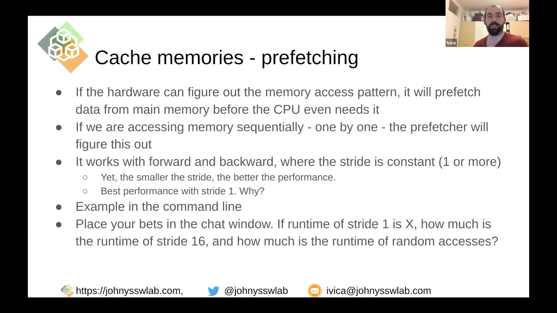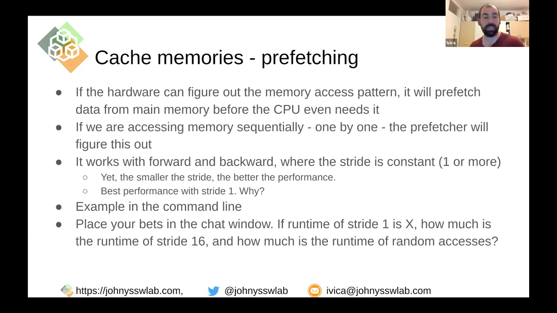Okay. Cache memories and prefetching. If the hardware can figure out the memory access pattern, it will prefetch data from main memory before the CPU even needs it. If you're accessing memory sequentially, one by one, the prefetcher will figure this out. It will work forward and backward. So you have a vector and you're moving forward or backward, it doesn't matter. If the stride is constant, it can be one, so you're accessing neighboring elements, or it can be more than one, like 5, 10, 16, and so on. But from the performance point of view, the smaller the stride, the better the performance.